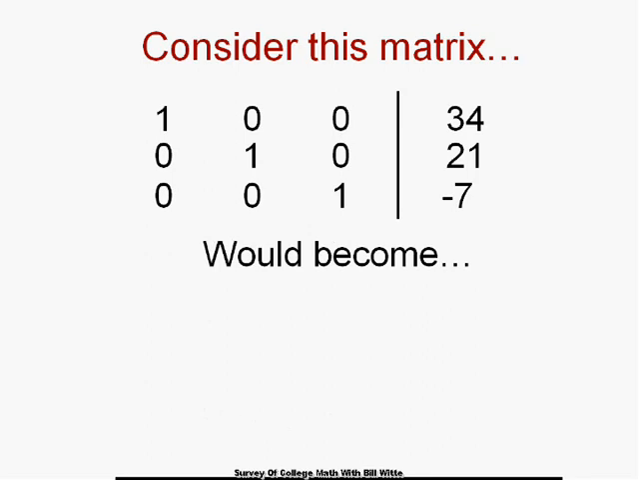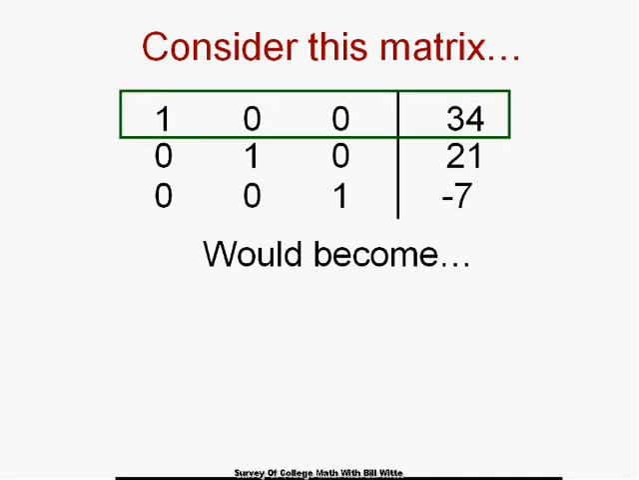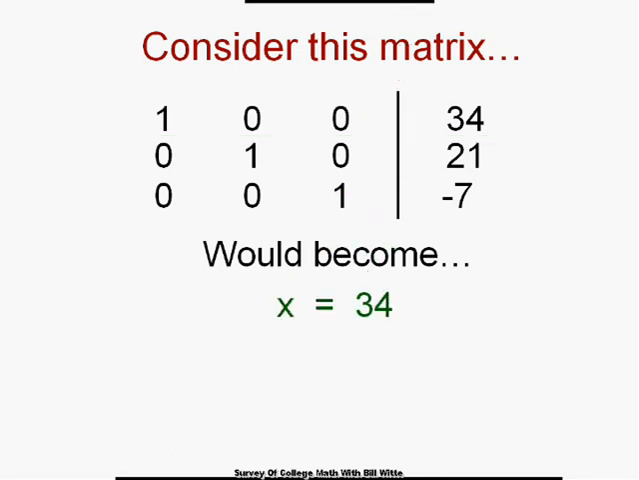What would this become? Look at all those zeros. Okay, remember when they have a zero, we're not going to write the letter with it. So in the first equation, we're going to have 1x? No, we're just going to say x. It's going to be x is 34. And you're going to know what x is.